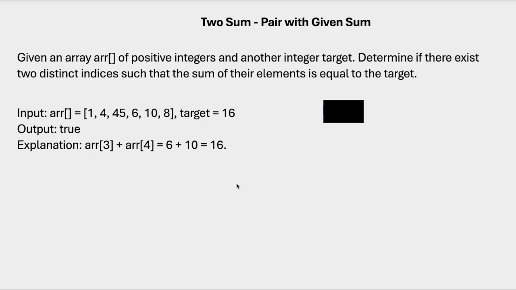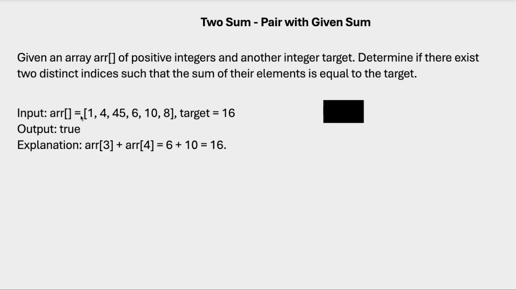All right. So now let's see this particular question, which is a very common interview question. In this question, we are given an array of positive integers, and we are also given another integer, which is called target in the input. What we need to do is find out if there exist two distinct indices such that the sum of their elements is equal to the target. Basically, we need to figure out if the input array has two numbers which sum up to this target variable.